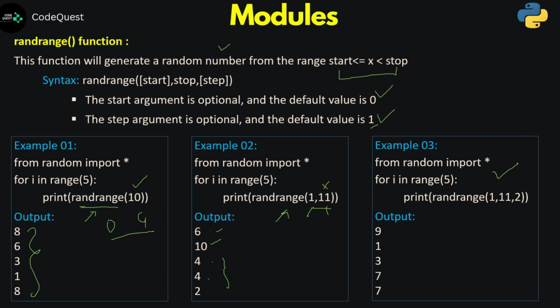Similarly, for the third one, you can see here we have written the start value, the stop value, as well as the step value. In this case, I'm going to get all the numbers between 1 and, because 11 is not included, up to 10. So between 1 and 10, I'm going to get only the odd numbers. Why? Because every time the step value is 2. So all these I'm getting here are nothing but odd numbers.